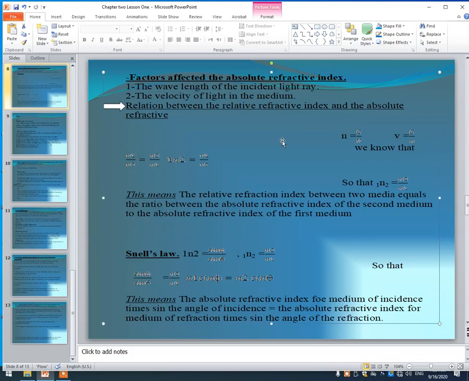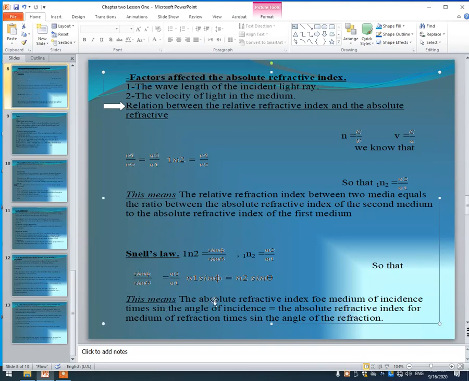Here we know that n12 equals sine phi over sine theta, and n12 equals n2 over n1, of course. So we can say that sine phi over sine theta equals n2 over n1. If we cross-multiply, you will find that n1 sine phi equals n2 sine theta. This is the relationship here.